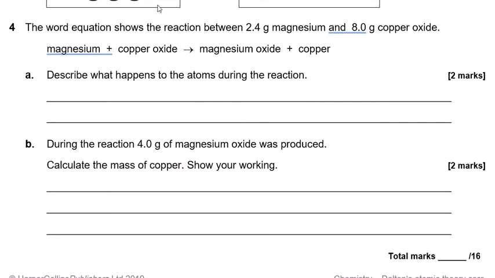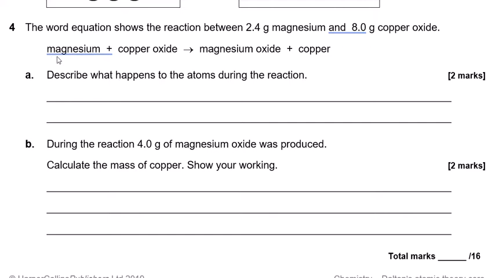And on to the last question. So here's some information. The word equation shows the reaction between 2.4 grams of magnesium and 8 grams of copper oxide. Okay, so here's the reaction. Your magnesium and copper oxide, when they're reacted together, what you will get is magnesium oxide and copper. Okay, so first question, what happens to the atoms during the reaction?